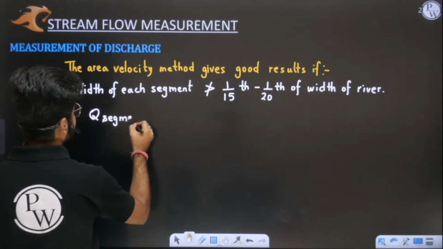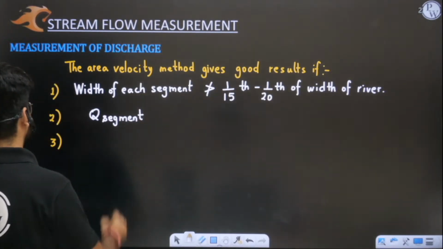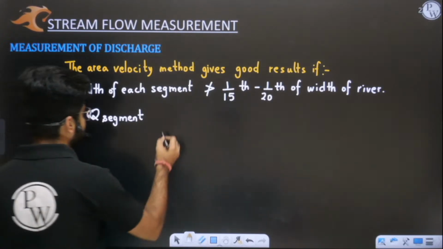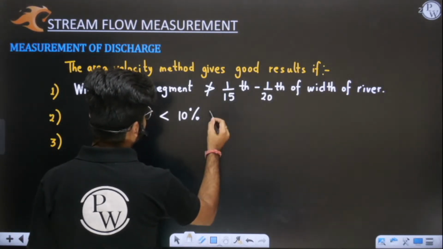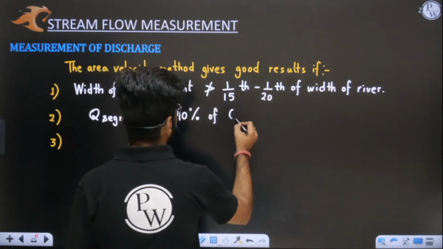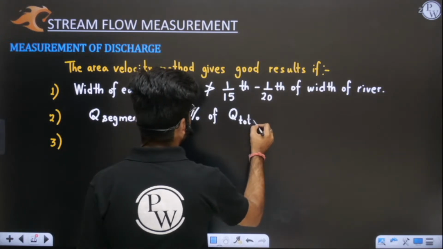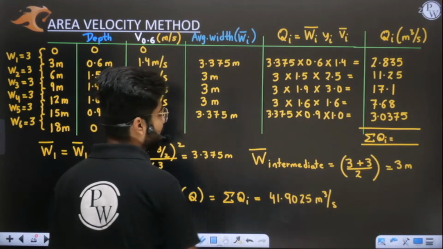Now the second thumb rule is that discharge in each segment should be less than 10% of the total discharge if you want to get good results. So your total discharge is 41.9025.